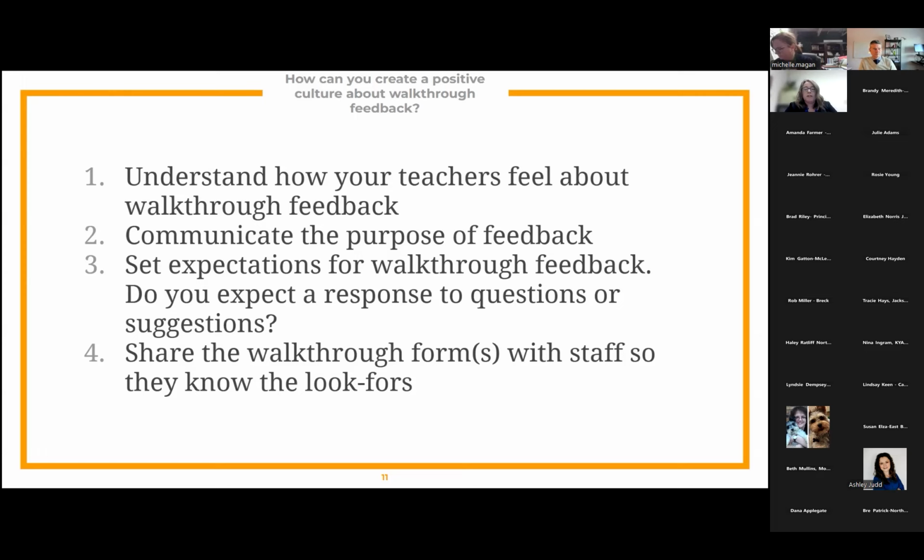So we wanted to understand how they felt. We want to communicate the purpose of it, set expectations, and then share the walkthrough forms with them so they know what is being looked for.